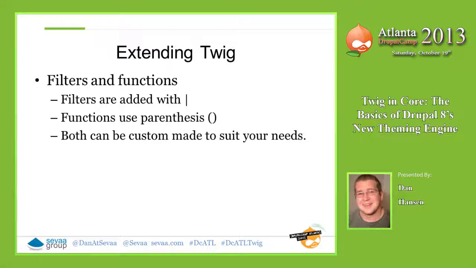Filters, as I've kind of shown you, are added with just a pipe. You can also have filters that would be entered with arguments after them, so it would be pipe, and the name of the filter, and then a pair of parentheses around whatever argument you're passing to it. Filters can be done in a block, so you can do them around an entire section of code, as I mentioned with the escape function.